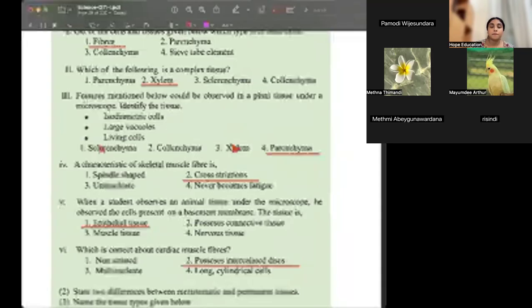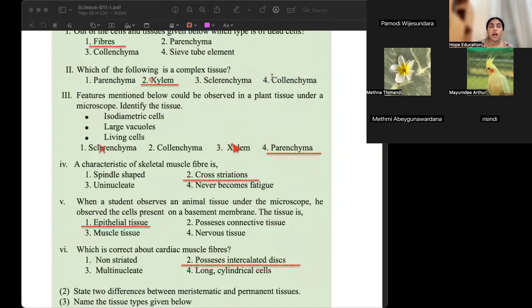And other than the World of Life, all the grade 10 lessons are completed, no? Reproduction we will do with the seminar. The rest of the lessons?